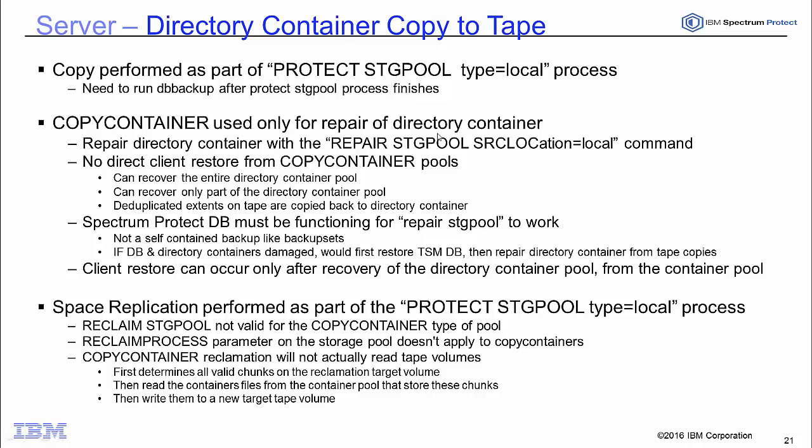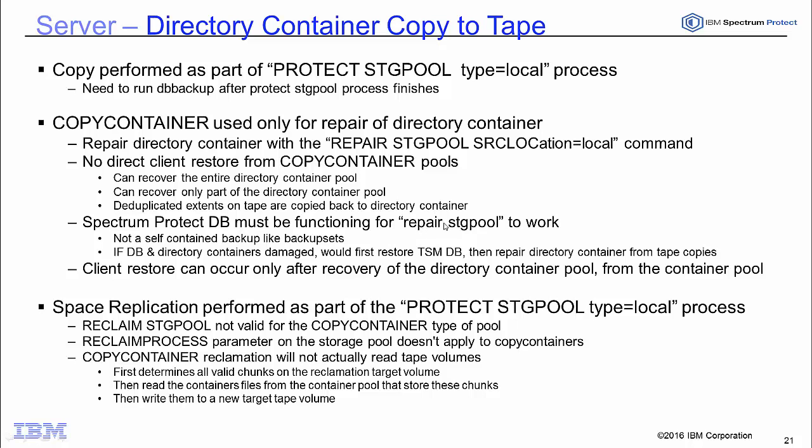So once again, the copy containers are only used for repairing the directory containers, and you repair the directory containers using this repair storage pool source location equals local. And this will bring the information back from the tape copies and place it into the directory container. Now we can repair either the entire directory if you had a disaster or a hardware failure, or we can just repair portions of that directory container pool.